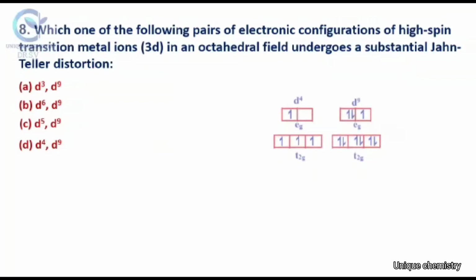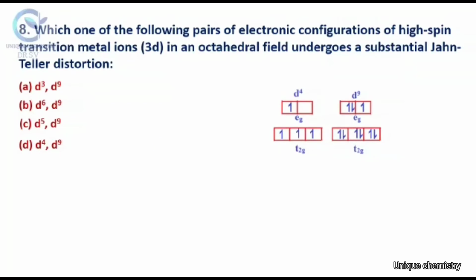Now you see here, this can be easily matched for option D, because d4 and d9. For d4, you see t2g has 3 electrons and eg has 1 electron, so eg1. So there is a possibility of substantial Jahn-Teller distortion. And for d9, here also eg3, 3 electrons are present in the eg. So option D is the correct option. The d4 and d9 configurations both have the Jahn-Teller distortion.